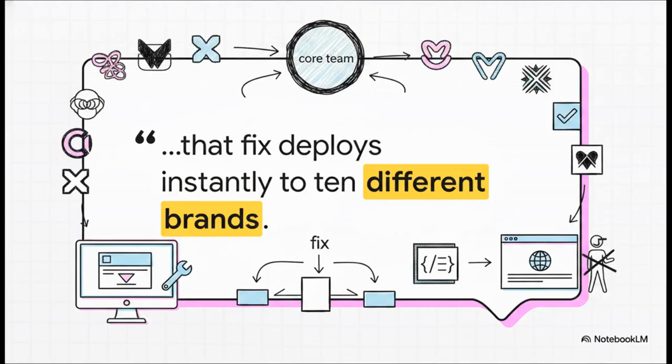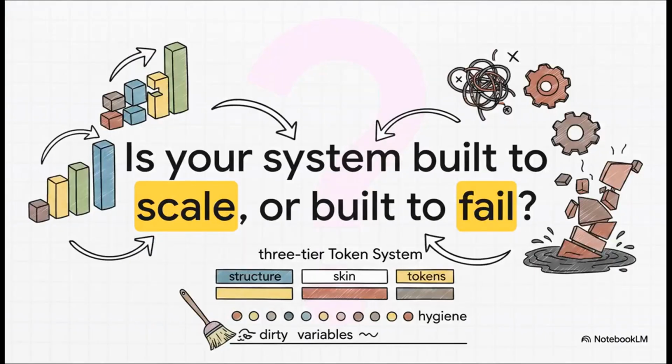When marketing acquires a new brand, launching their digital presence becomes an exercise of configuring a JSON theme file rather than hiring an entirely new team of front-end developers to rebuild the wheel. The business value is undeniable. It's exponential time savings. So I'm going to leave you with this final provocative question. Is your design system built to scale or built to fail?